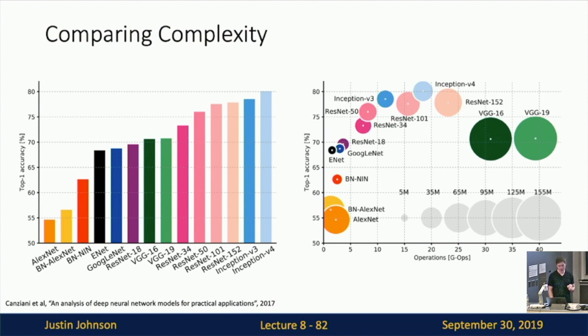Now, as a kind of summary of where we've gotten to today, you can see this comparison of computational complexity. Here on the right is this very nice plot where each dot is a different neural network architecture. The x-axis is the number of floating point operations it takes to compute a forward pass of that architecture. The y-axis is the accuracy on the ImageNet challenge. And the size of the dot is the number of learnable parameters. So this is a really nice visualization that packs a lot of lessons that we've seen into one nice diagram.